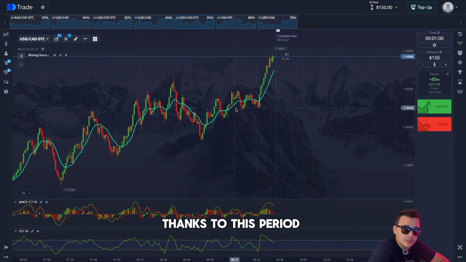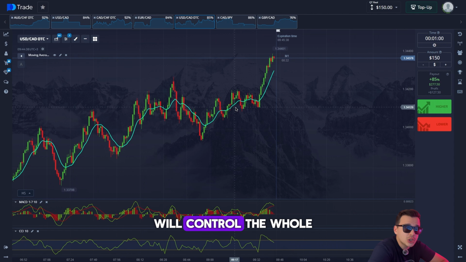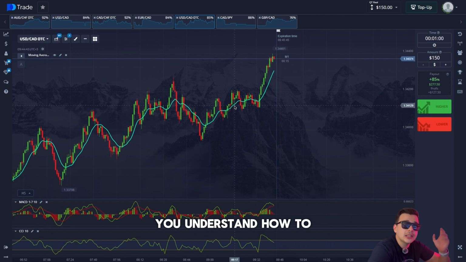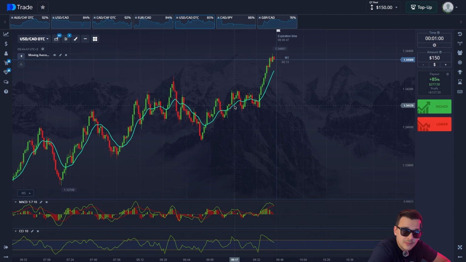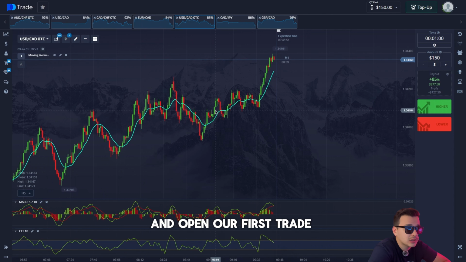Thanks to these periods, we capture a large range of price movement, and in general, we'll control the whole price range. So, let's get started. As I trade, you will understand how to work with this strategy. Let's pick our first currency pair and open our first trade.